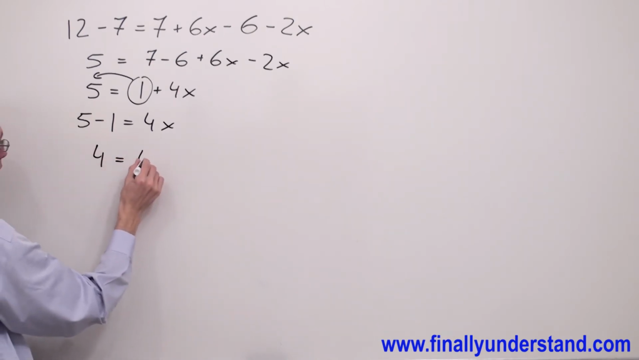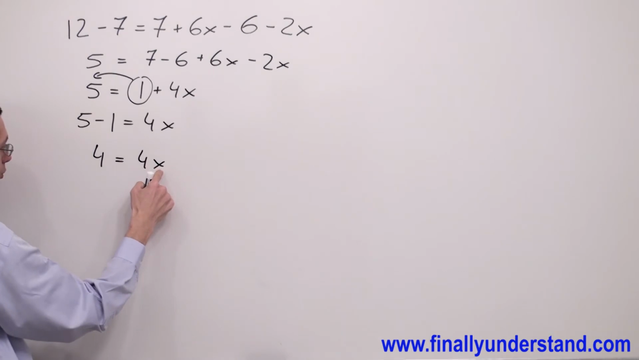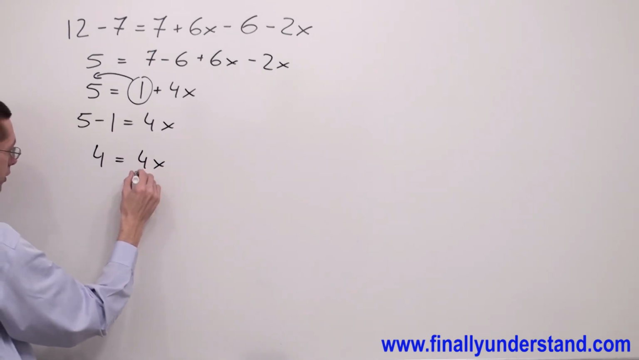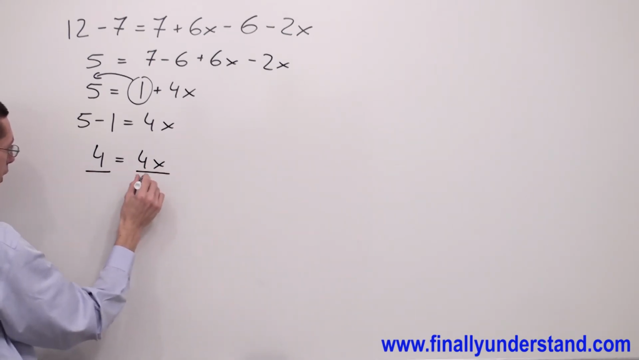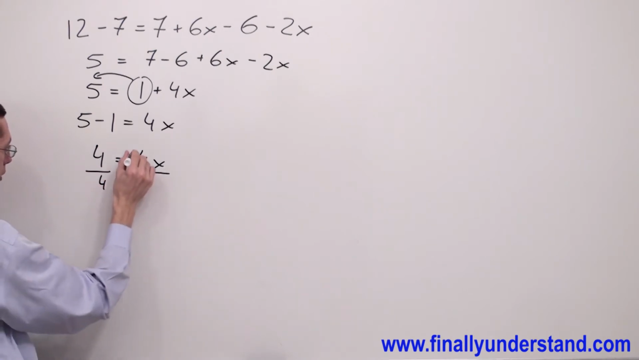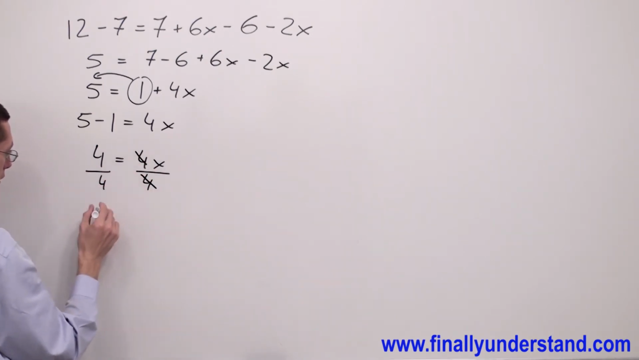4 equals 4x. In order to find x, I have to divide both sides of the equation by whatever is multiplied to x. In this case, I have to divide both sides of the equation by 4. 4 and 4 will cancel out. And I have 4 divided by 4 is equal to 1.